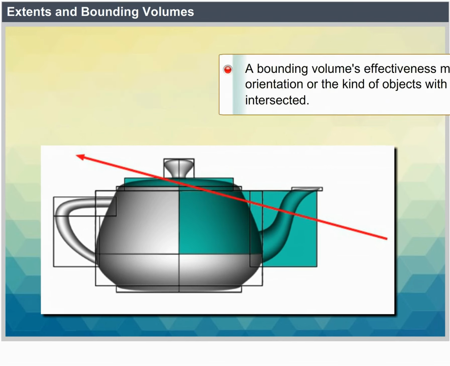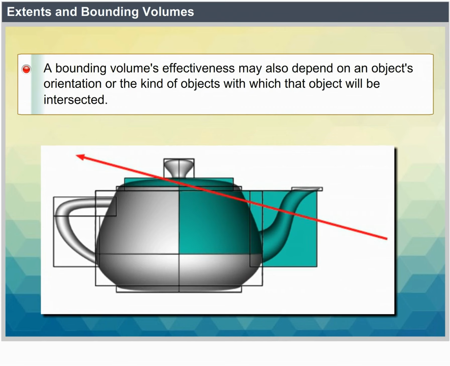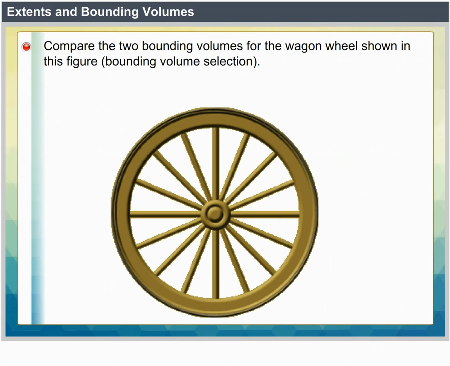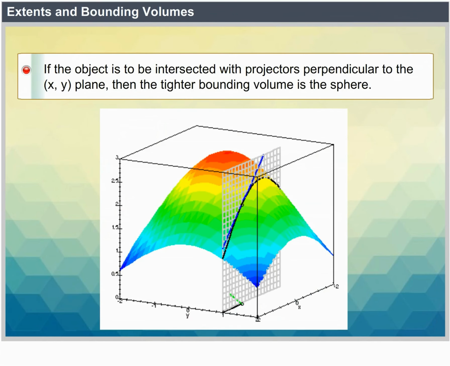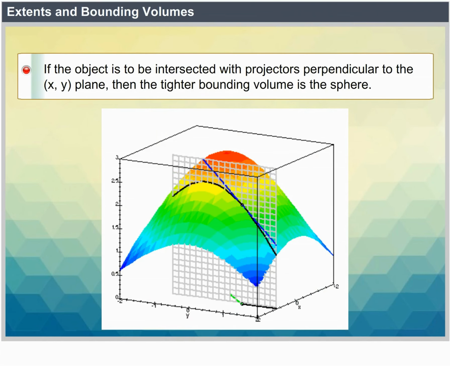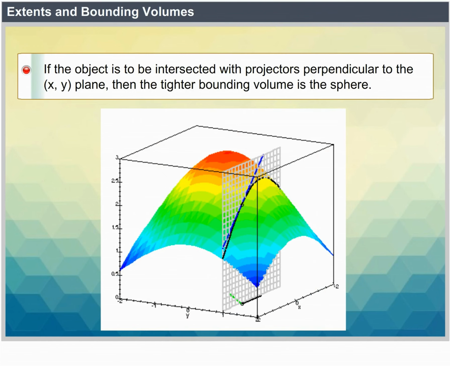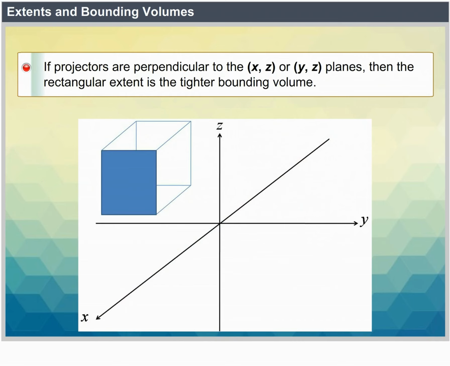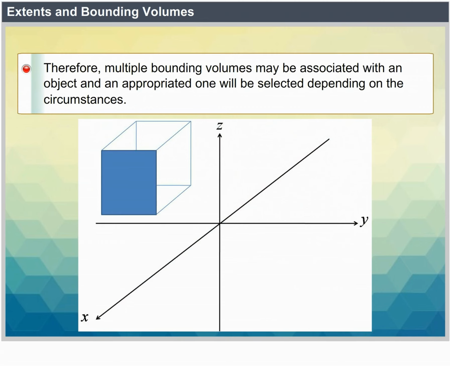A bounding volume's effectiveness may also depend on object orientation or the kind of objects with which that object will be intersected. Compare the two bounding volumes for the wagon wheel shown in the figure, Bounding volume selection. If the object is to be intersected with projectors perpendicular to the x-y plane, then the tighter bounding volume is the sphere. If projectors are perpendicular to the xz or yz planes, then the rectangular extent is the tighter bounding volume. Therefore, multiple bounding volumes may be associated with an object and an appropriate one selected depending on the circumstances.